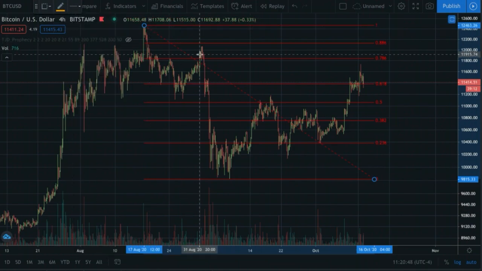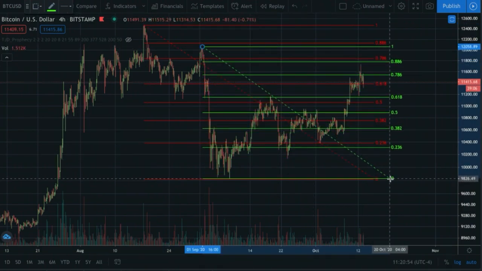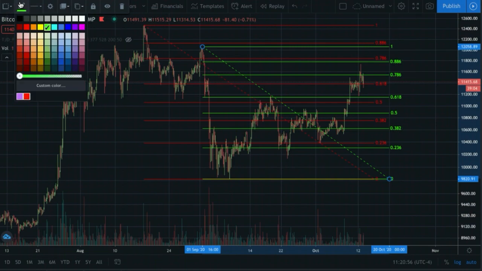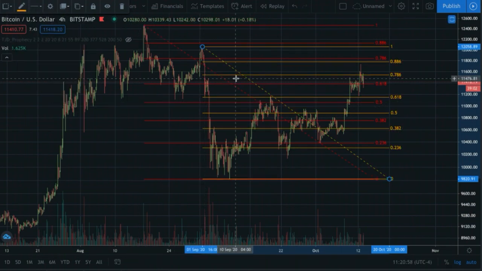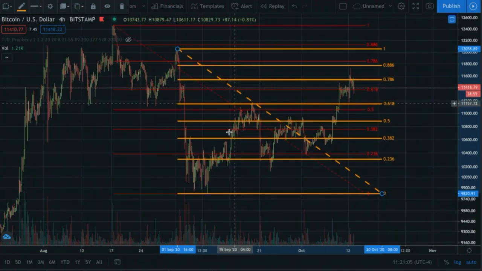So now I'm going to do one from our last high, the right shoulder of that same move, and I want to do the same thing. What we're doing here is trying to figure out which one of these Fibonaccis is governing price action, which one is having the most substantial effect on price action.